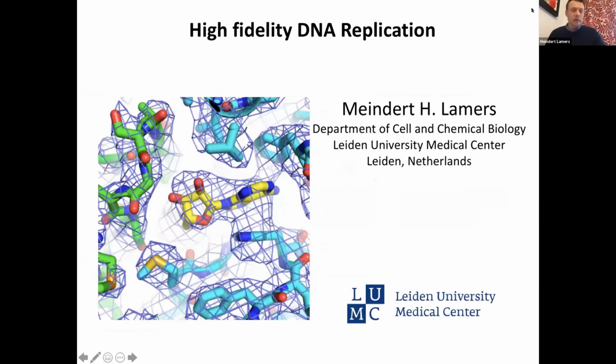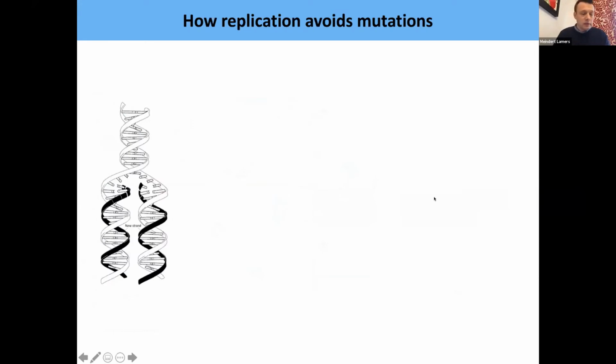So Meindert, thank you. So today I'll be talking about some insight that we obtained in the last few years about the mechanism of high fidelity DNA replication, and in particular the proteins that are involved in it. So each time a cell duplicates, it needs to replicate its entire genome. And one of the most important things, or maybe the most important thing, is to do that with high accuracy.